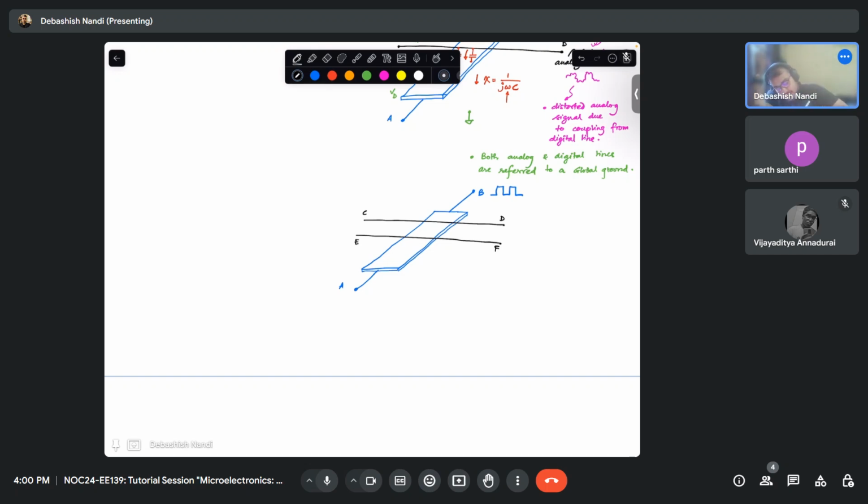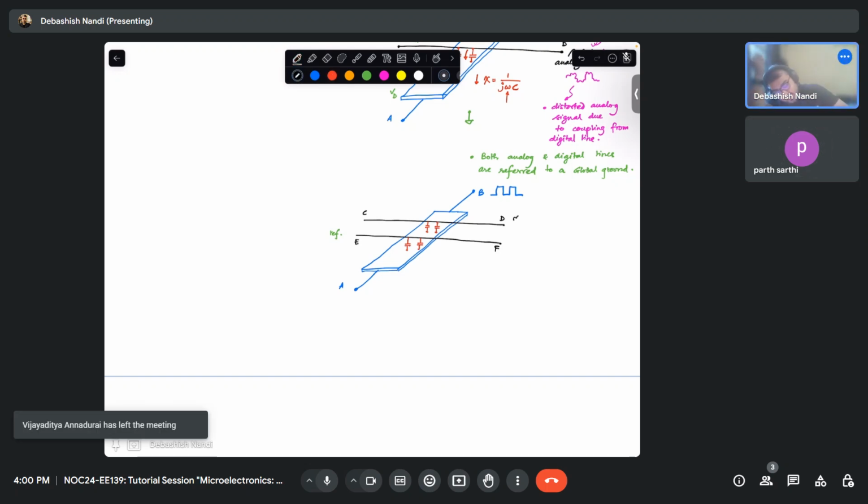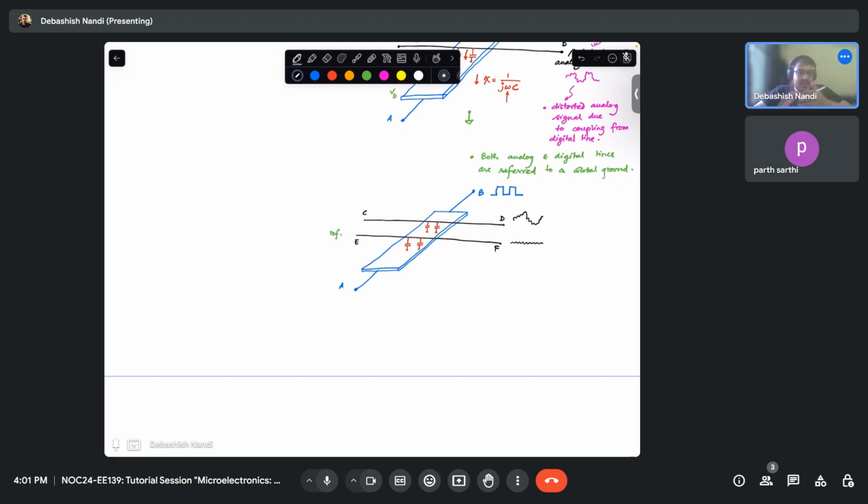Now let's make this the reference line for the analog signal. So now this line will also get coupled to the digital line, and this line will also get coupled to the digital line. If you have a signal something like this, and this, let's say this was your ground, this will also have some distortion, the same level of distortion, because these two lines are very close to each other and they are seeing the same digital line beneath them.